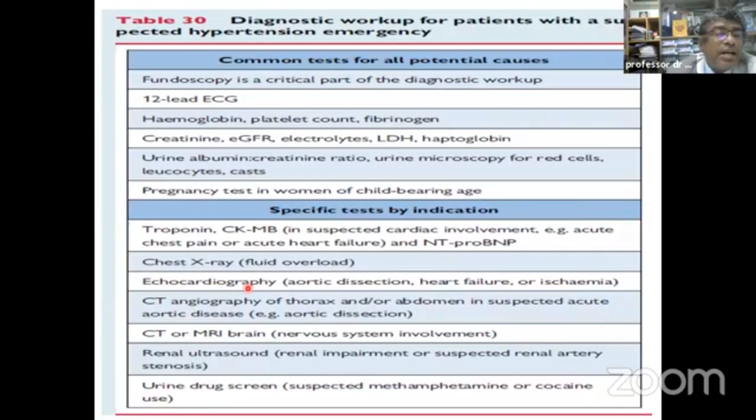And CT or MRI of the brain may be needed to see whether there is nervous system involvement as a target organ damage. Renal ultrasound may be done to see any renal impairment, or if renal artery stenosis is suspected, which may be a secondary cause of the hypertension. Urine drug screen if methamphetamine or cocaine use is suspected. In case of drug abuse, we may do urine drug screening.